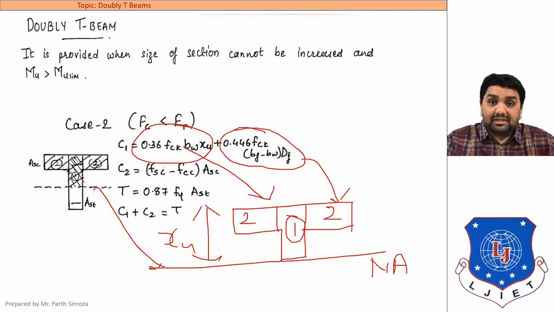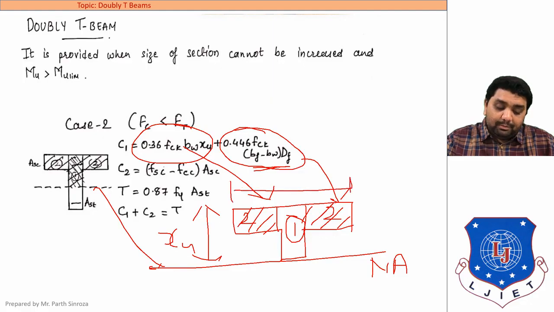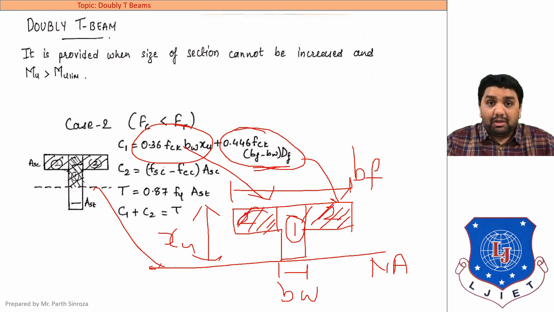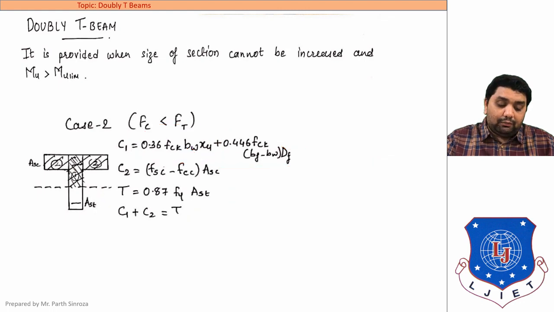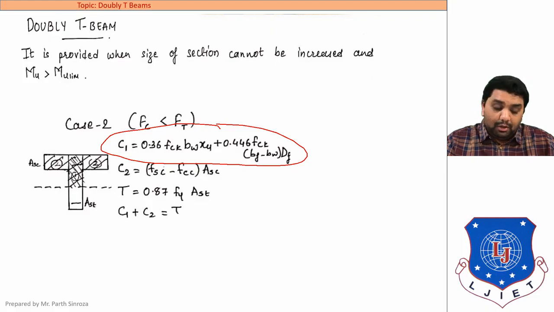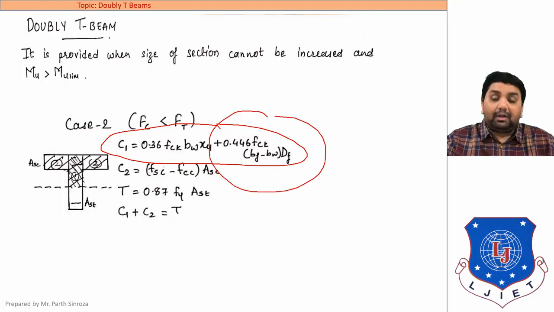So it will be 0.446 fck, that is our maximum stress, multiplied by area. So if I hatch this portion, this total width will be bf, this width will be bw. So the hatched portion length will be bf minus bw, and area is length multiplied by depth. So the depth here is Df, that is depth of flange. So the area will be (bf minus bw) into Df. So for case 2, our C1 will be 0.36 fck bw Xu plus 0.446 fck (bf minus bw) Df. The only change is this term we are adding.